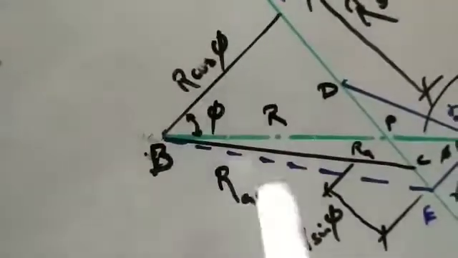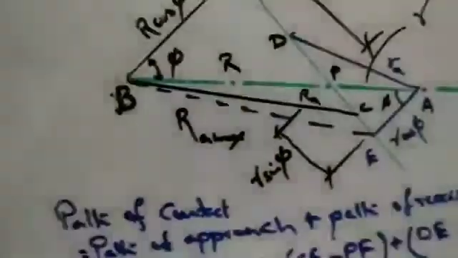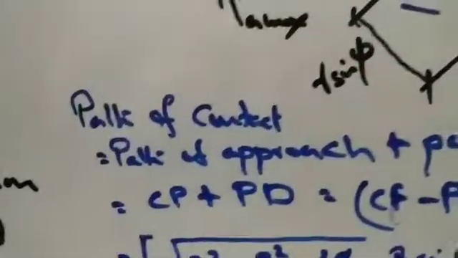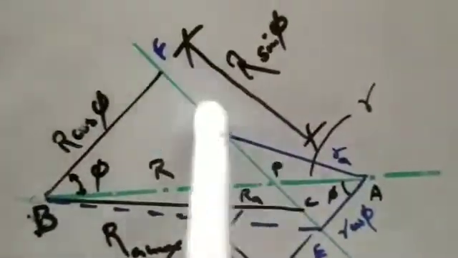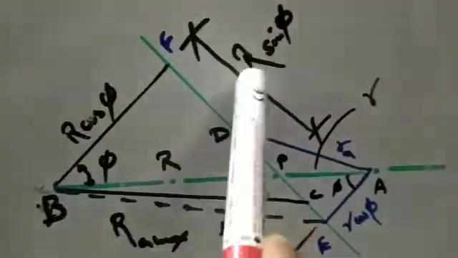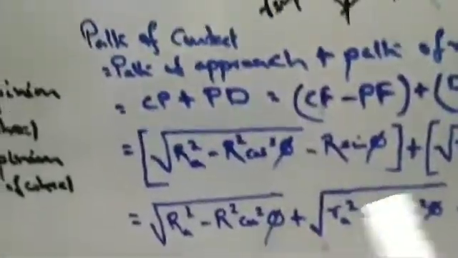Now I have shown you that for the wheel, to get the length of CF, we simply use the Pythagoras theorem. Considering the triangle BCF, we get CF as the square root of RA square minus r square cos square phi. We get the value of FP as simply r sin phi, the length from P to F. So we write this minus r sin phi.